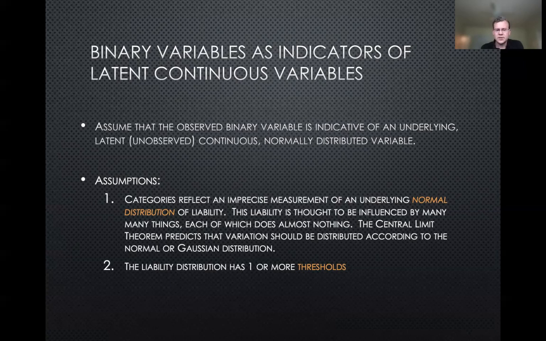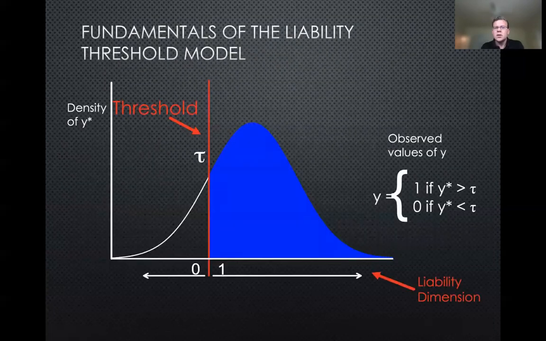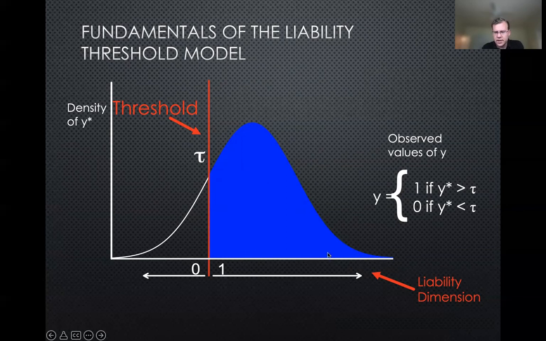So the second assumption that we're going to make is that the liability distribution has one or more thresholds. Let's start with one. We'll build more in as we go along, but one seems like a good place to start. So the fundamental aspects of the liability threshold model then are we have an underlying liability towards a behavior, say a psychopathology. Then we have a normal distribution of that behavior in the population, of the liability towards that behavior in the population.